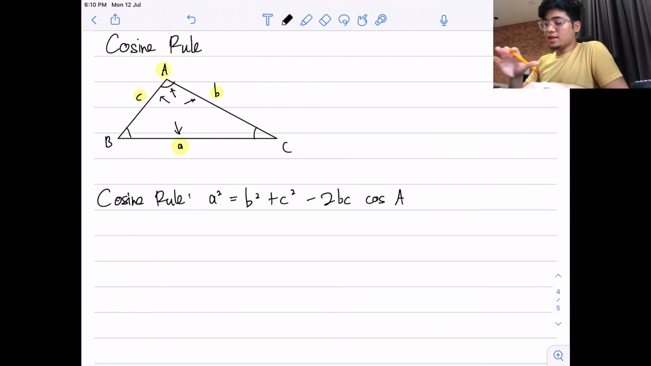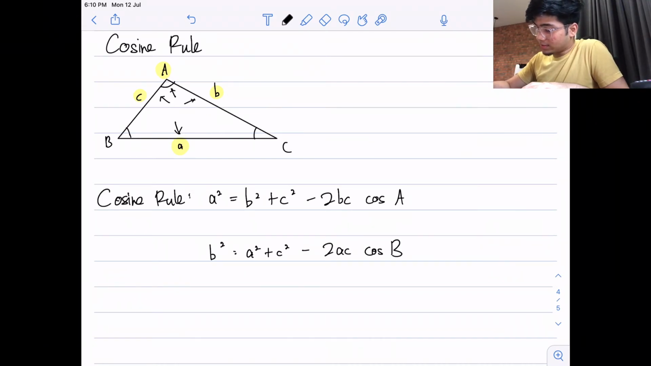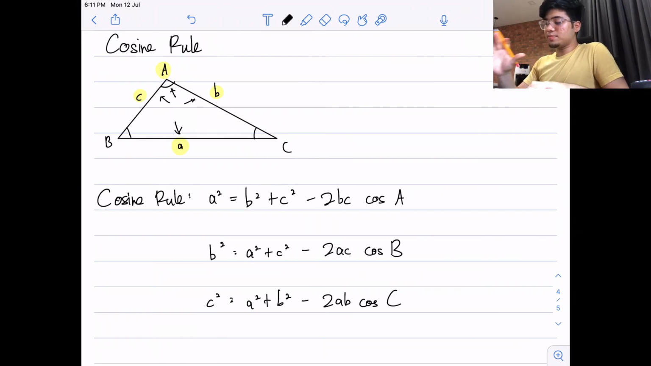But basically, this formula can be manipulated in the other two ways, as in, if you wanted to find the side b instead, it would be a squared plus c squared minus 2ac cos B. And then c squared would be a squared plus b squared minus 2ab cos C. So a simple way to remember: if you want to find a, you have to use b and c. And the angle to be used is going to be A again.